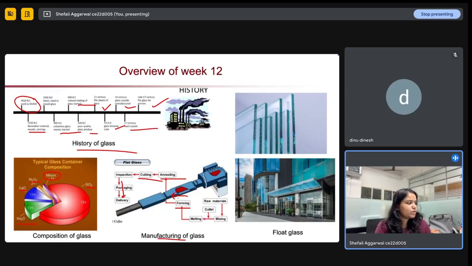Okay, so what are the different types of glass? The first type is float glass. Float glass is the most commonly used glass. The normal glass sheets you have seen are called float glass. It is mainly used for facades, windshields, canopies, windows, doors and similar things.